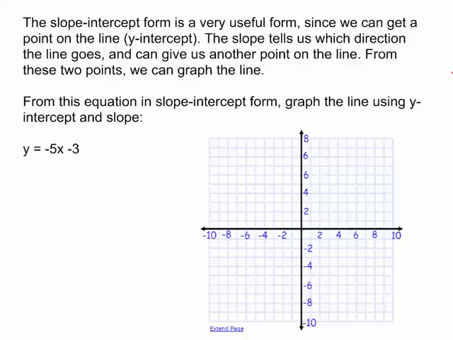All right, if we put something into the slope-intercept form, we can get two things out of it. Number one, the slope tells us which direction a line goes and gives us another point on the line. So slope can tell us the direction, and slope also gives us another point on the line. And then from those 2 points, we can graph a line. So we start with the y-intercept and then use the slope to get another point.